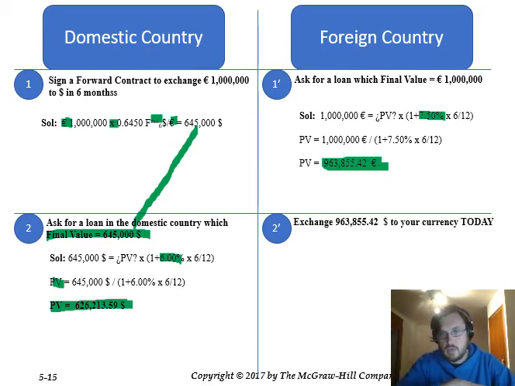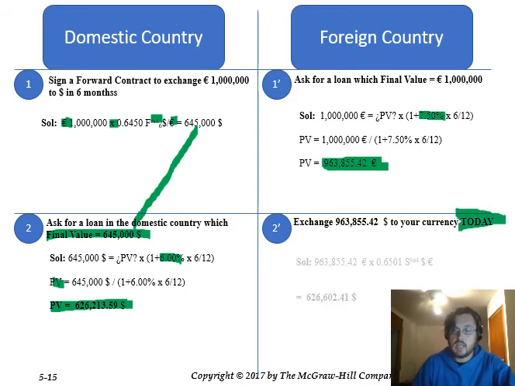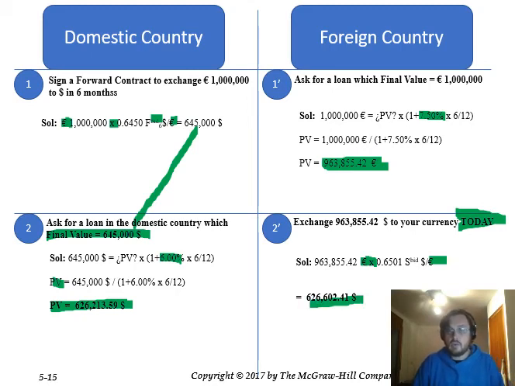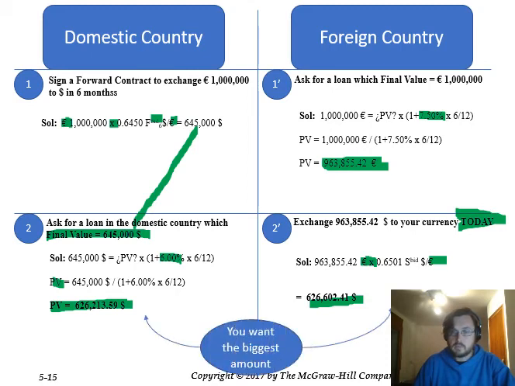So the next step, we are going to exchange the euros that we get into our currency today. Remember, today, so that means that we need to use the spot. We are going to use the euro, and the one at the bottom is the euro again, so we are going to multiply. So we are going to get $626,602.41. Final thing, we need to check which one is better. In this case, the better one is the one in the foreign country.